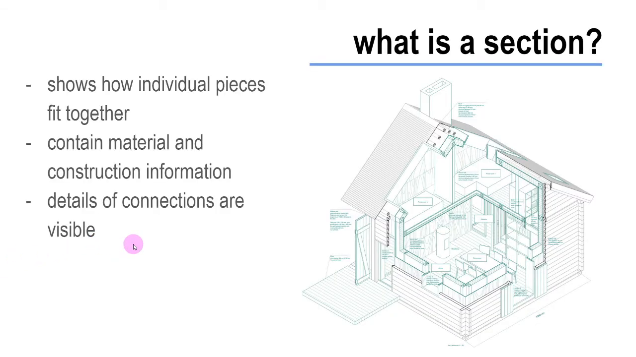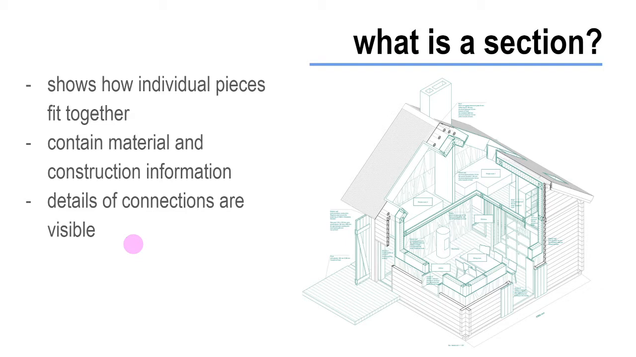So today we're going to talk about section views and what they are and how to draw them. A section view is a vertical cut through your building, and its main purpose is to understand construction details and how parts of your building fit together.